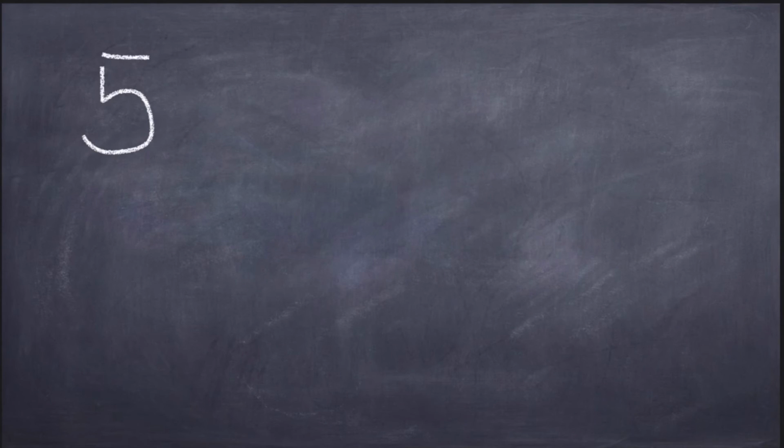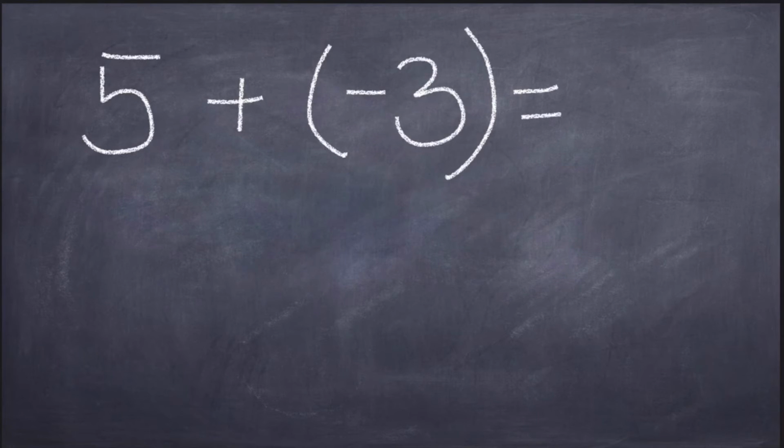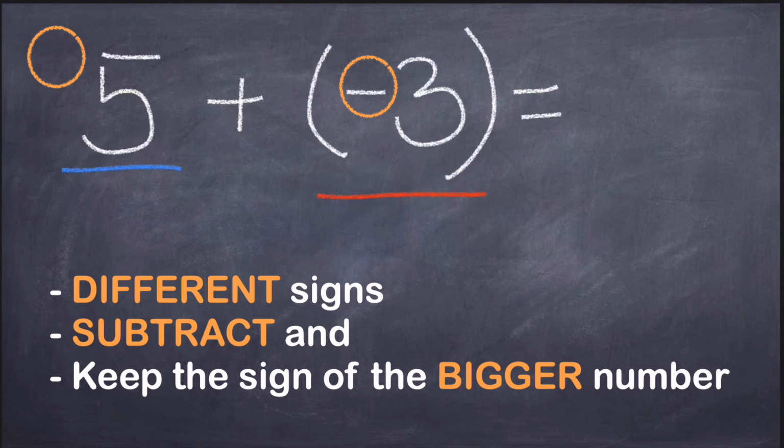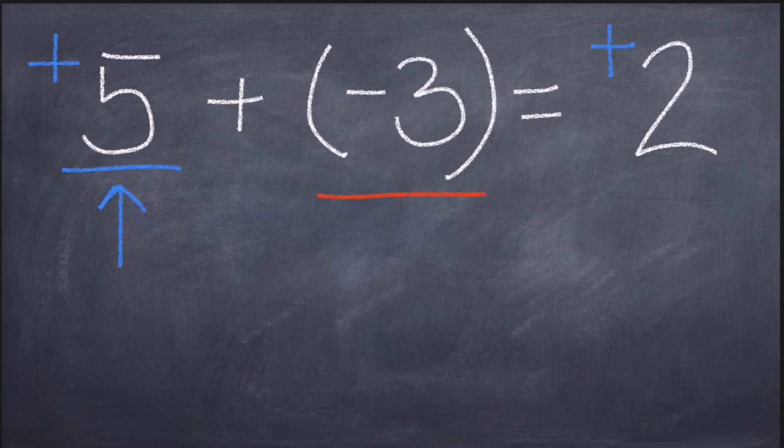Let's look at one final example where the signs are different again. What about +5 plus -3? The signs are different. One's negative, one's positive. Cue the song. Different signs subtract. Keep the sign of the bigger number. The song is telling us that if we have different signs, we need to subtract. So 5 minus 3 is 2, and we keep the sign of the bigger number. 5 is still the bigger number, but this time it's positive, so the answer is +2. 5 plus -3 is equal to +2.